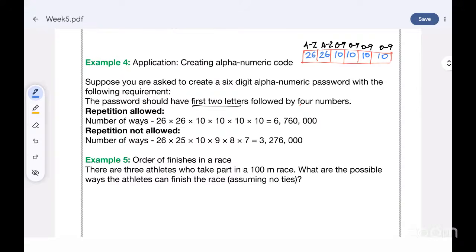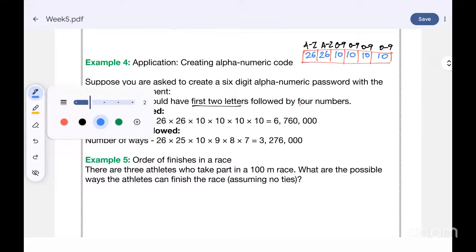Now you see here, if repetition is not allowed, it means what? Suppose the first letter is A, the second letter also cannot be A. So this is the case when repetition is allowed.